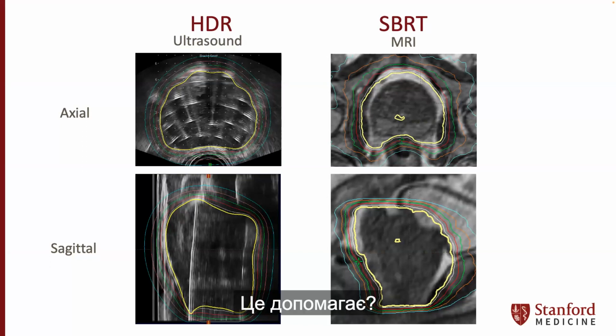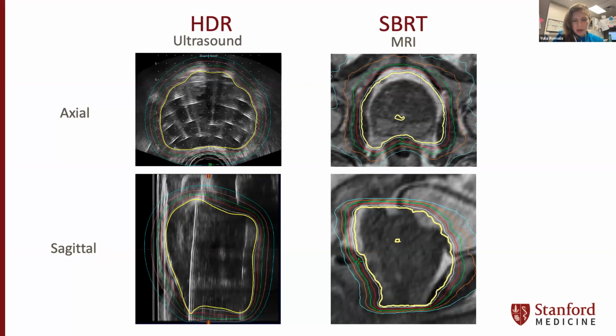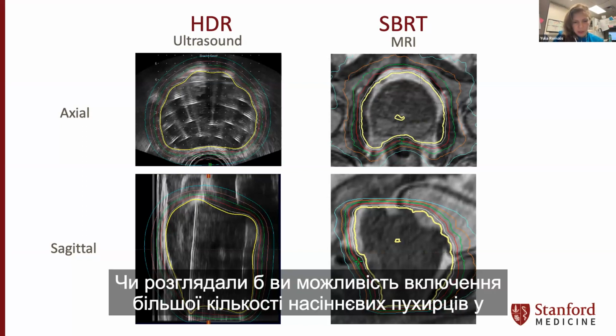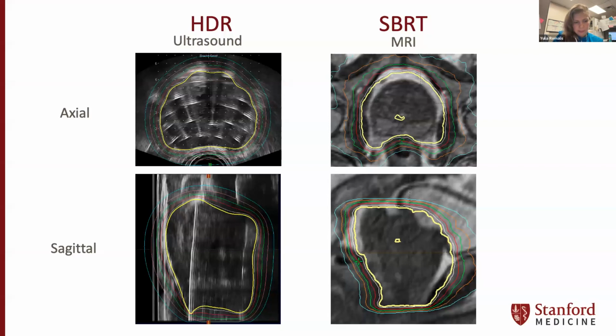Does that help? That is so helpful, and this was such a wonderful lecture. Okay. I had a quick question. Would you consider including more of the seminal vesicles in higher risk patients?